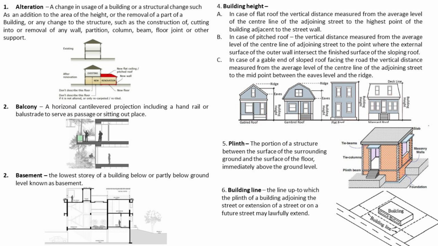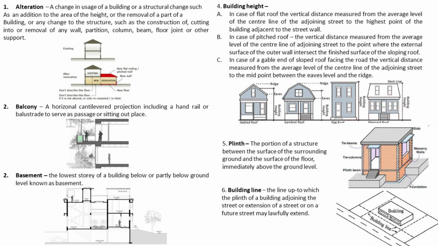Okay. Building height: there are different types to measure the height of the building. So in case of the flat roof, the vertical distance measured from the average level of the center line of the adjoining street to the highest point of the building adjacent to the street wall.